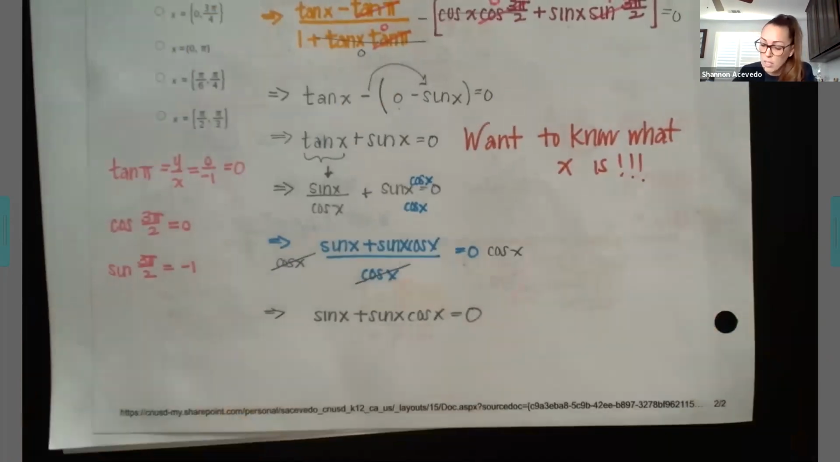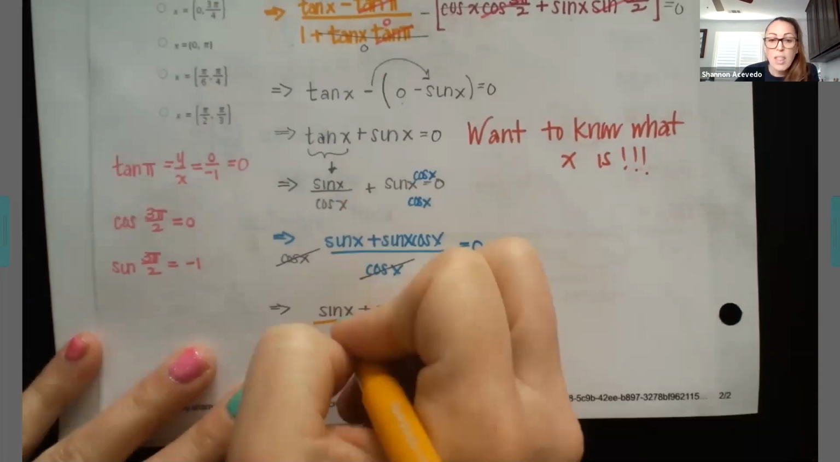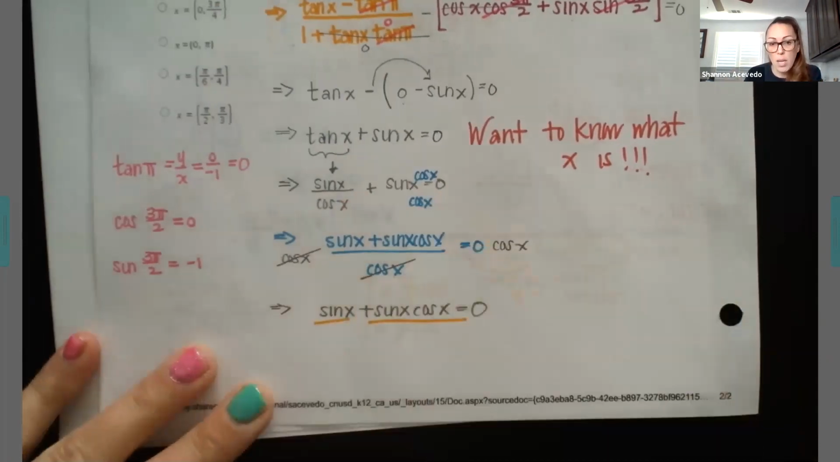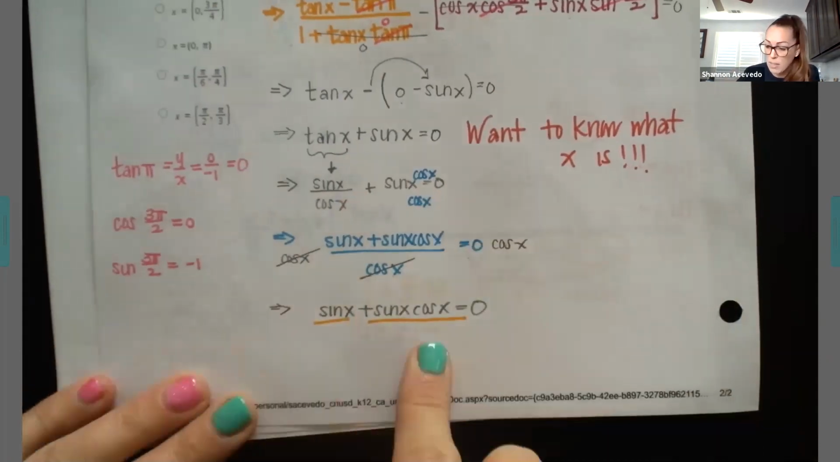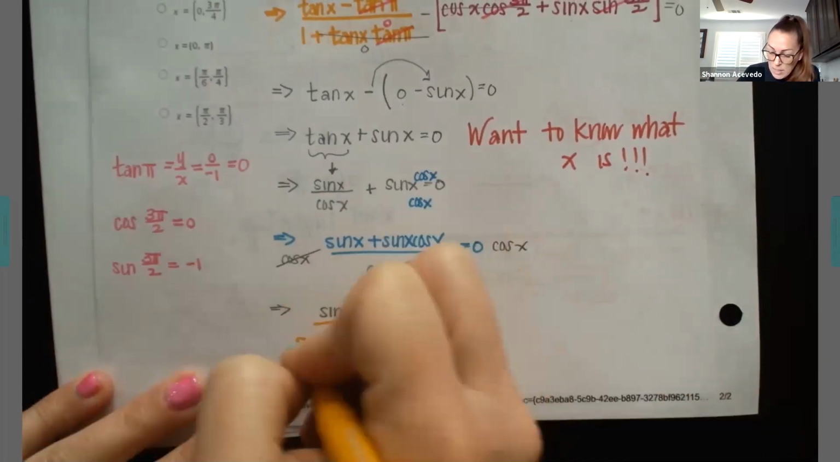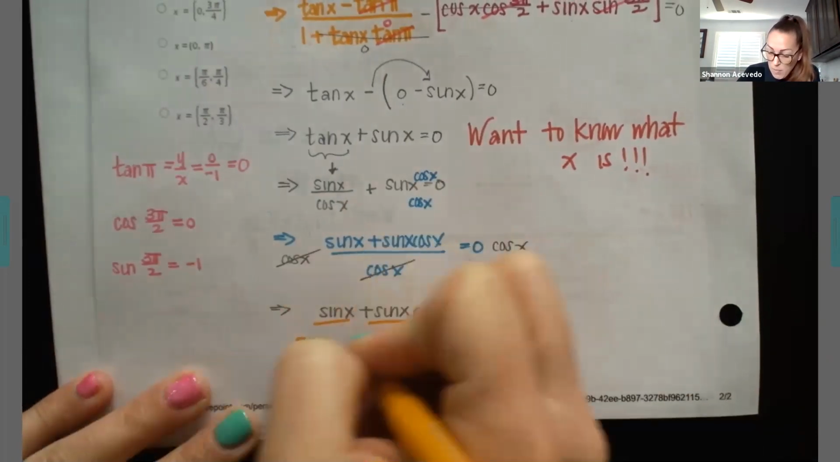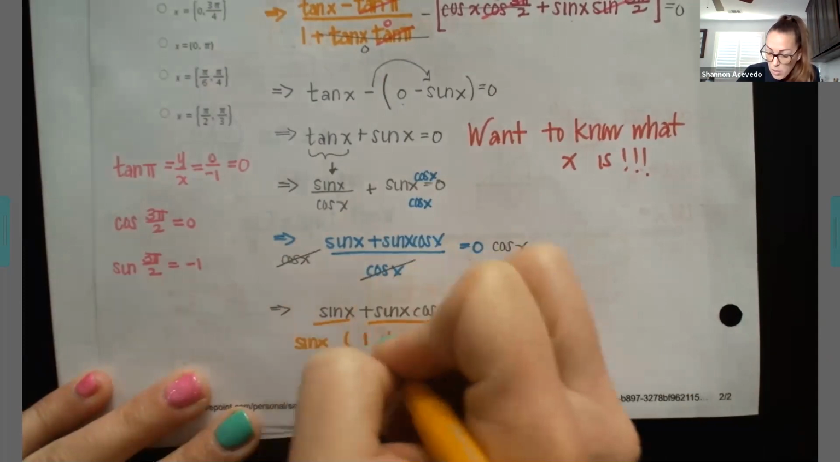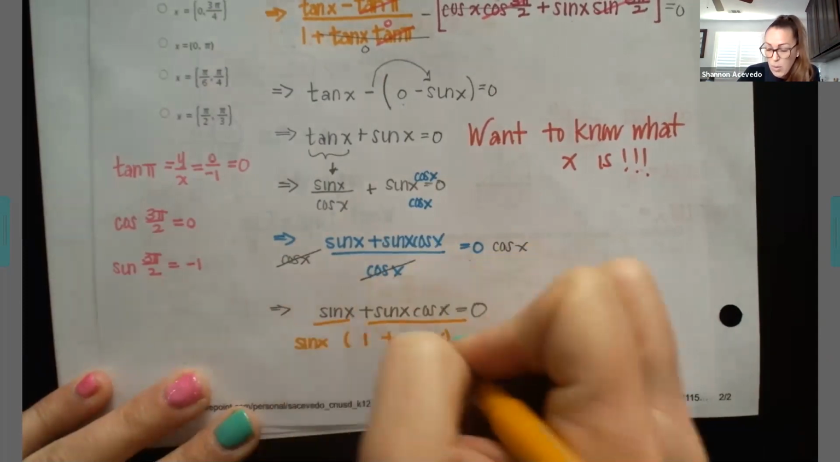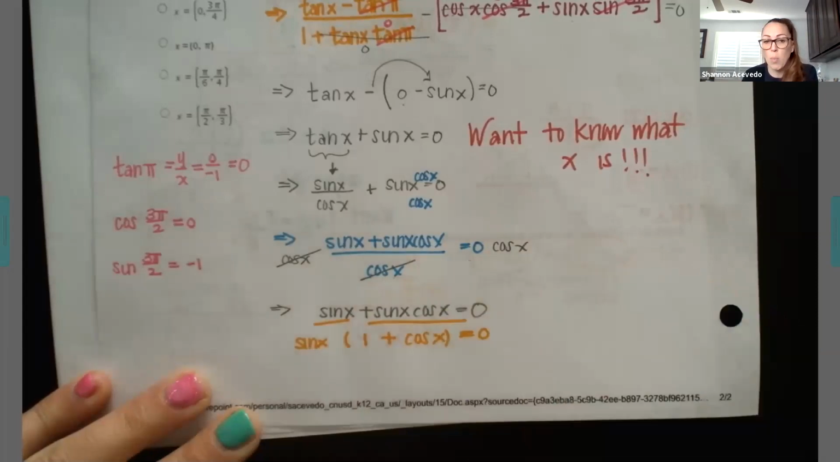If I look at these two terms, they have something in common. They both have a sine of x. So I can factor out a sine of x, and when I do so, I'm left with 1 plus cosine of x is equal to 0. And this is what I wanted.